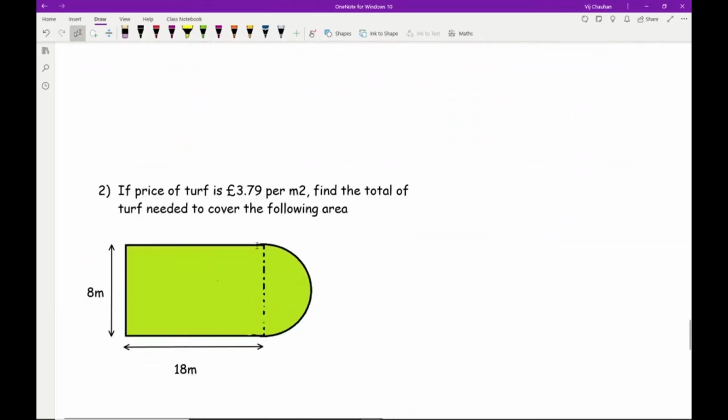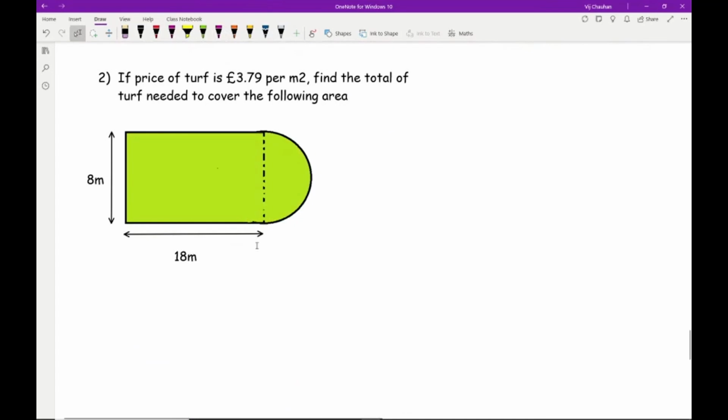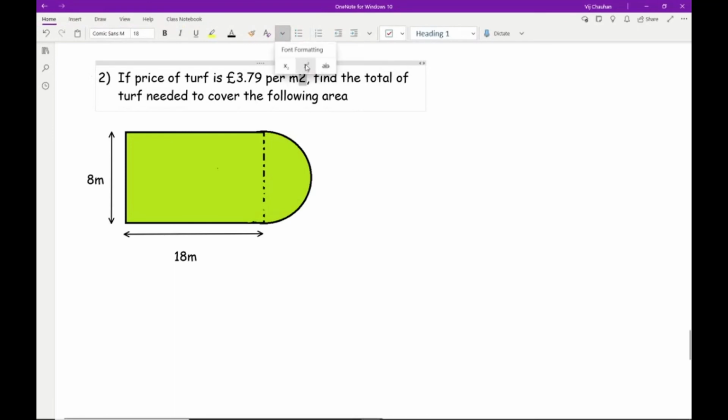Moving on to question 2. So question 2 incorporates money and area. So it says, if the price of turf is £3.79 per square metre, find the total turf needed to cover the following area. Now the area of this is two shapes.